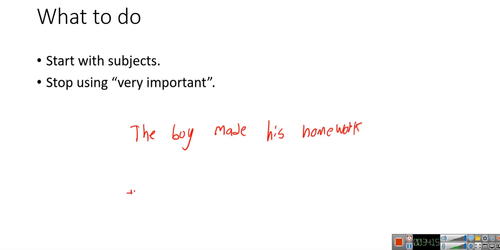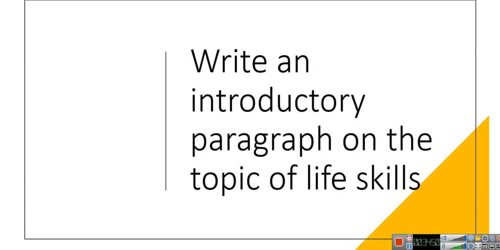If you're going to talk about a topic, for example, life skills, and then whatever you want to write, the important thing is to start with a subject, always. Also, stop using "very important." You can use words like essential, crucial, imperative, and you're going to come across as someone who has a higher level of English. Okay, so write an introductory paragraph on the topic of life skills.